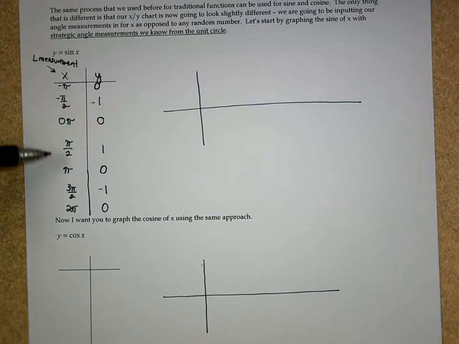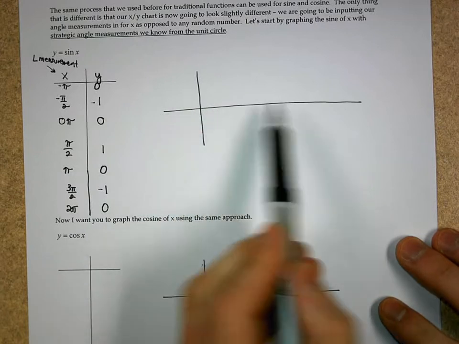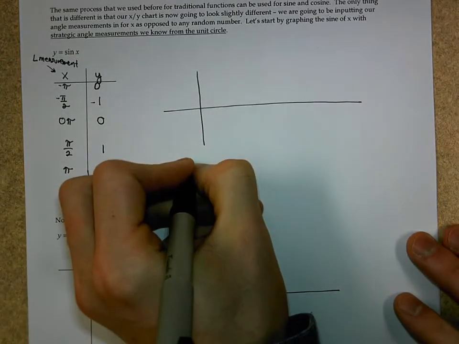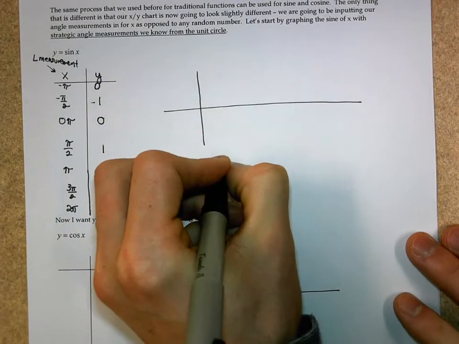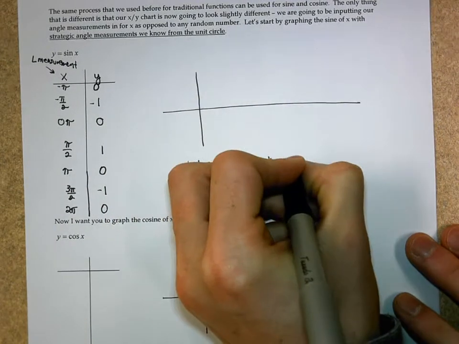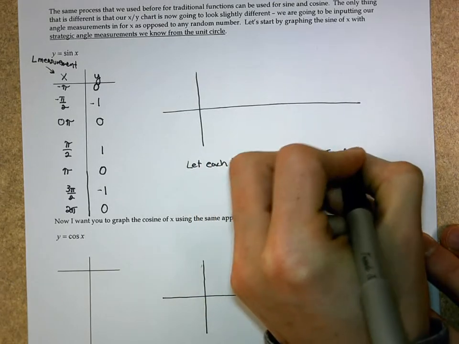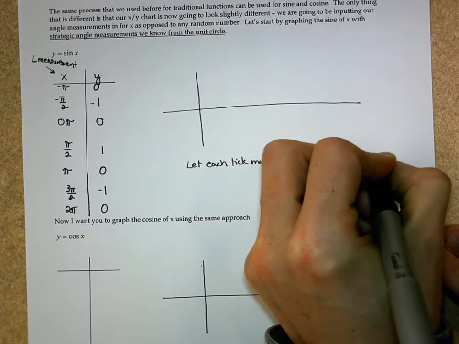Since my input here, or my x value, indicates angle measurements, I'm going to make my x-axis here be angle measurements. So I'm going to set a scale. Let each tick mark, or each line on the graph, represent pi over 2 in the x direction.